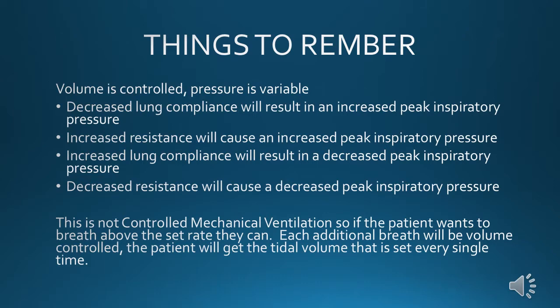So again, to emphasize certain things we must remember: volume is controlled, pressure is limited. How many times have I said that? This means if you have a decreased lung compliance, you're going to have an increased peak inspiratory or peak airway pressure. If you have increased resistance, you're going to have increased peak pressures. And it goes the opposite way around, obviously. If you have increased compliance or a decreased resistance, your peak pressures will decrease as well.